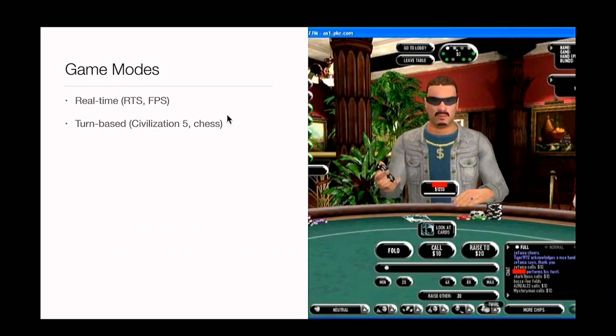The requirements that you have for your networking are very different depending on the mode of your game. If you're playing chess, you don't care if your network connection is very slow. Eventually you'll see the person's move. But if you're playing a real-time shooter where everything's moving very quickly, the requirements on your networking are probably a lot more severe.